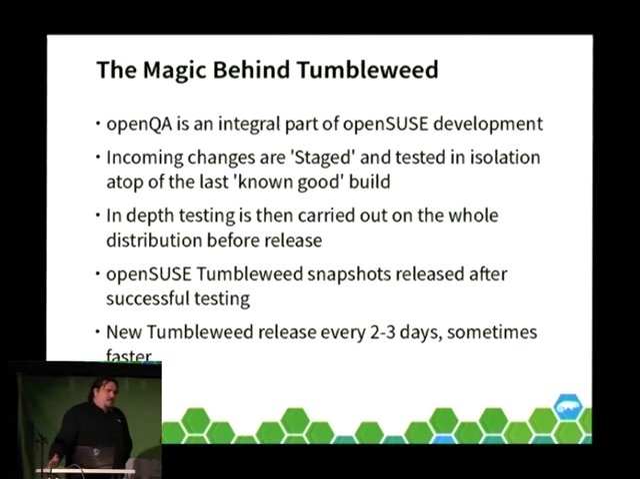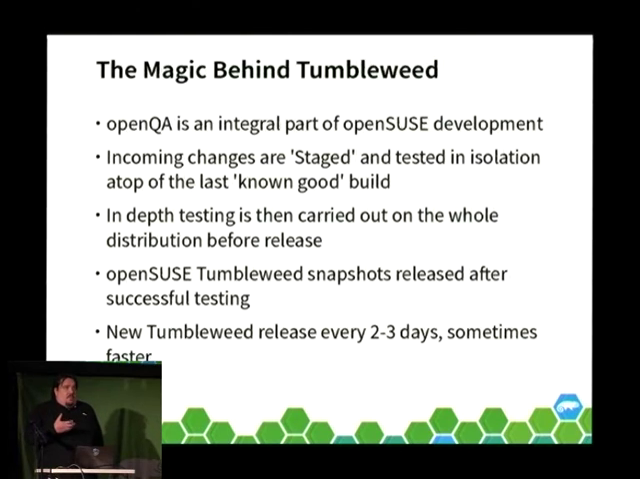In the past we had Factory. Factory was great, but broke all the time. And using openQA, along with the staging process where things are tested before they get put into Tumbleweed, we've now turned it into a rolling release that everybody can use, and it works very fast. And it's really all thanks to openQA, pretty much.